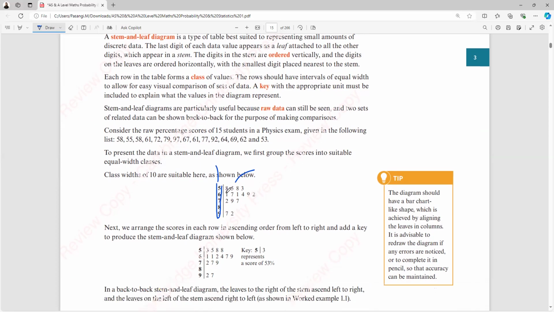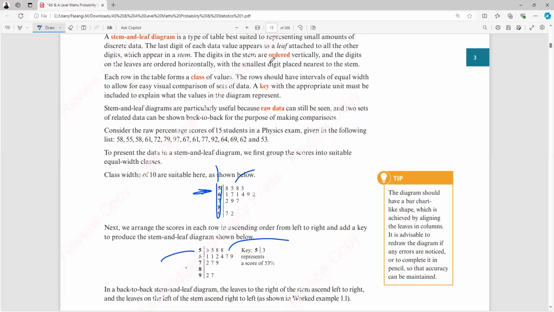See, this one is an unordered one, but the proper method is to order it. That's what they have represented here. So here we have the stem values, here we have the leaf values. Each row in the table forms a class of values. It's kind of a group, no? Because of that, we call them a class of values. So the rows should have intervals of equal width to allow for easy visual comparison of sets of data.